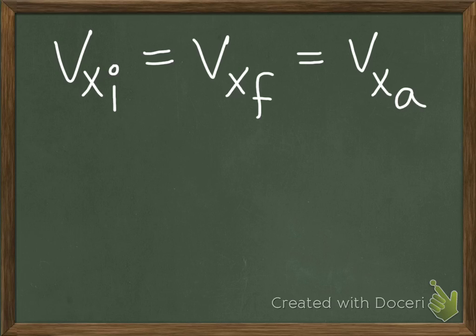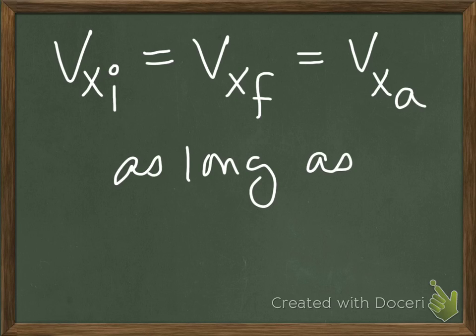Okay. So one of the assumptions that we make with horizontally launched projectiles is that whatever velocity we start out with on the x-axis is the same velocity we finish with on the x-axis. So the initial, the final, and the average are all identical. Well, what causes a change? What do we call a change in velocity? Right, acceleration. Well, this is true as long as acceleration sub x is 0. There's no acceleration on the x-axis.